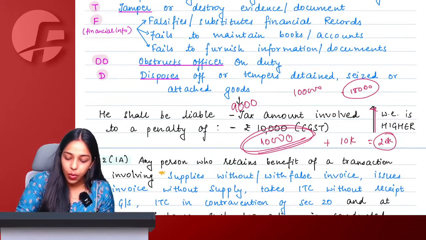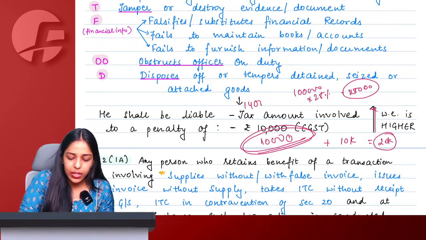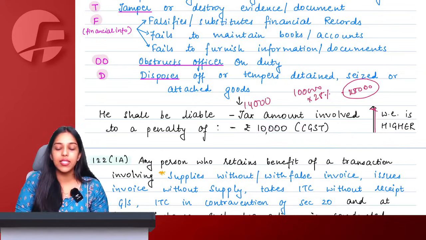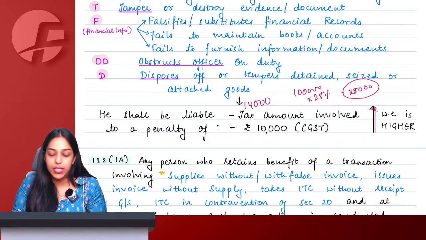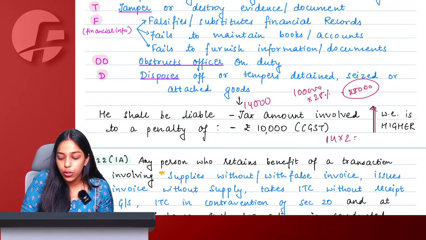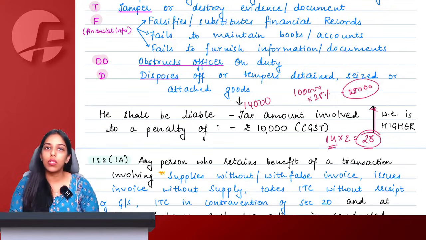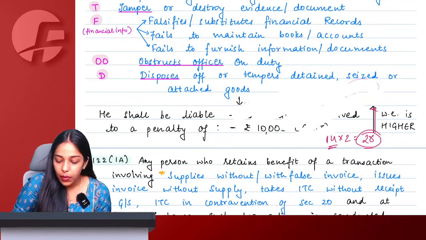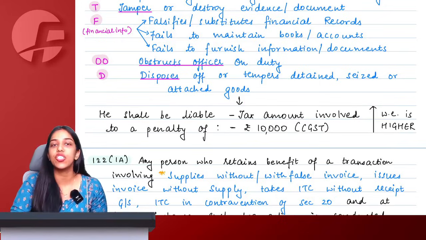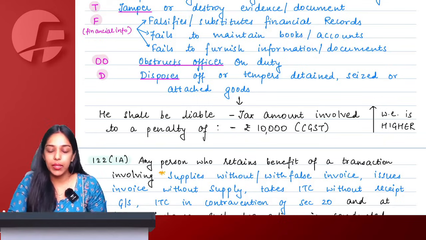But let us say this was 28%, which means 14,000 under CGST and 14,000 under SGST. So now I will say 14,000 under CGST or 10,000, whichever is higher. The answer here is 14,000. Now 14,000 into 2, because this is under C and then under S, 28,000 becomes my total penalty. So always remember, whenever we are studying any penalty under these chapters, this is all under CGST Act that we are studying. So for SGST or IGST, you will always have to double the penalty.